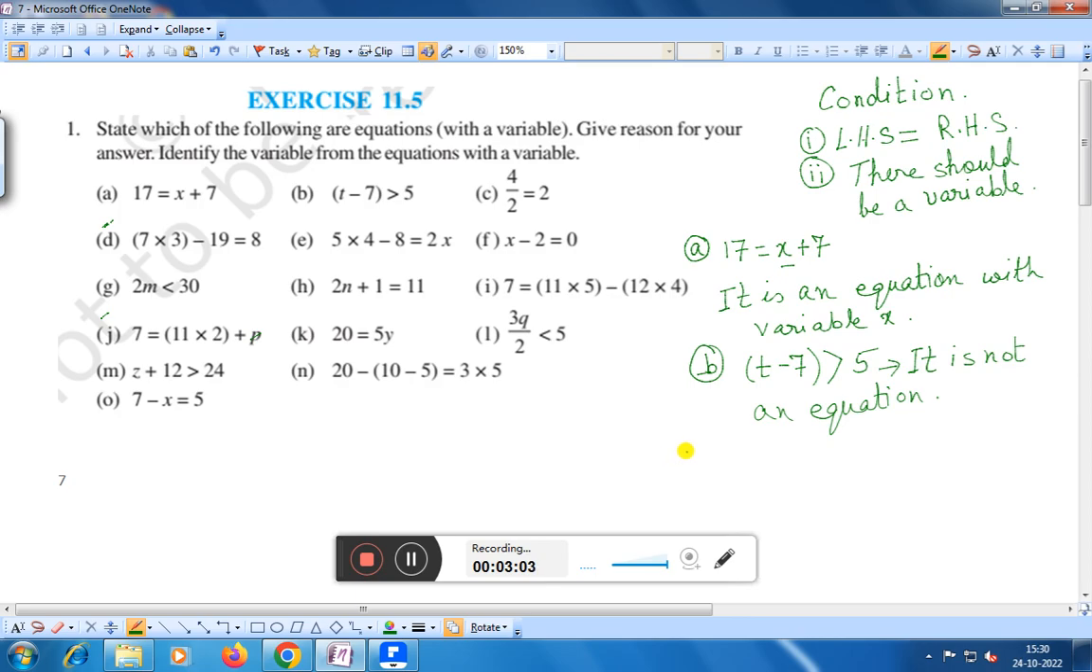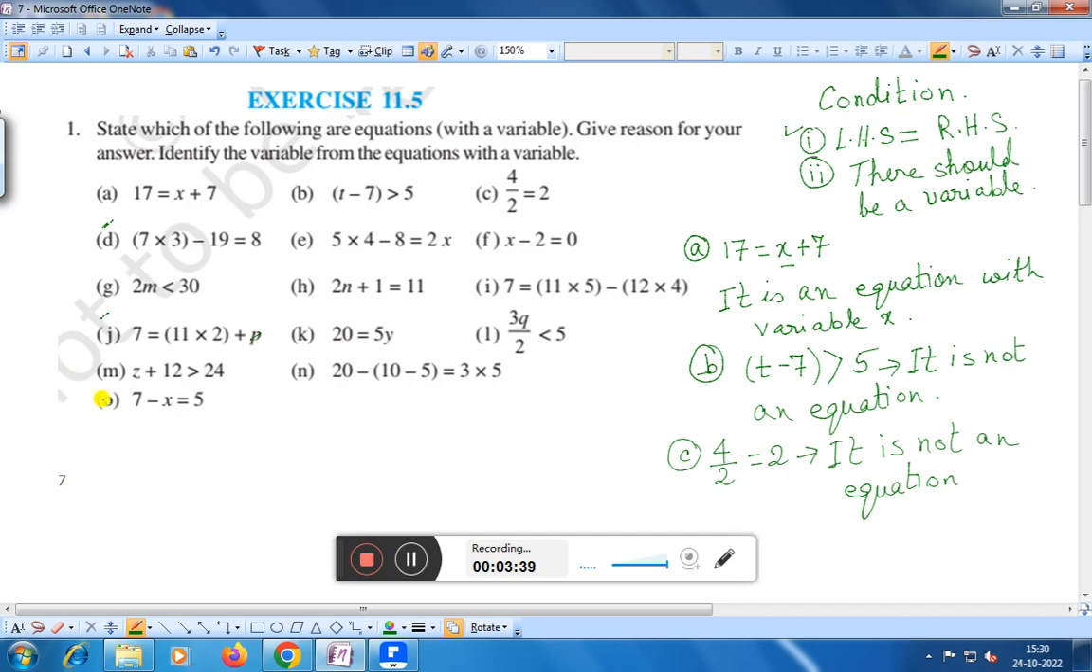Now question number C. What is question number C? It is 4 by 2 is equal to 2. Here you see that left hand side is equal to right hand side. First condition is satisfied, but there should be a variable. Here there is no variable. Therefore it is not an equation, right? This is question number C.